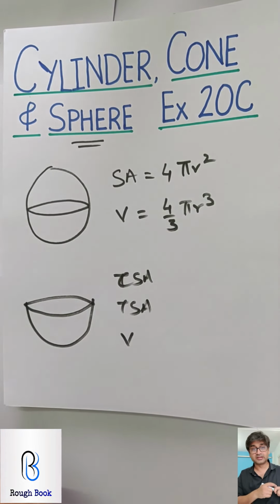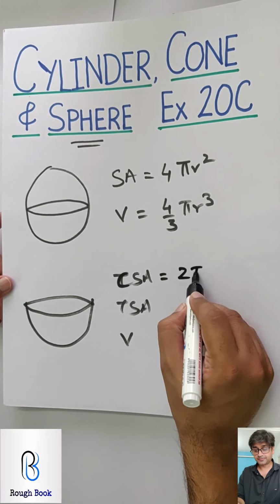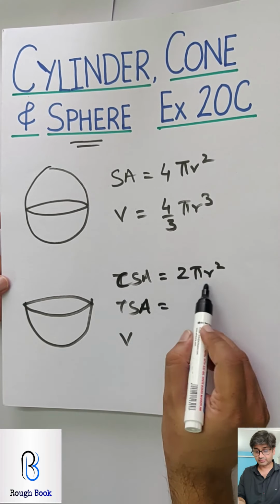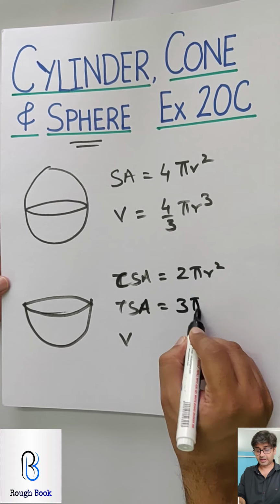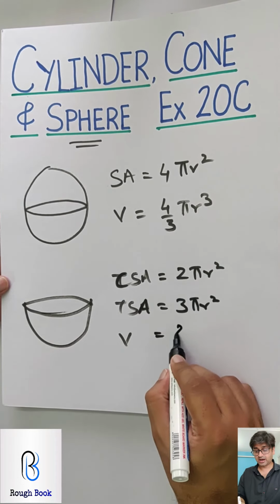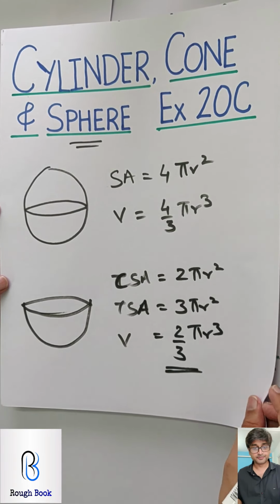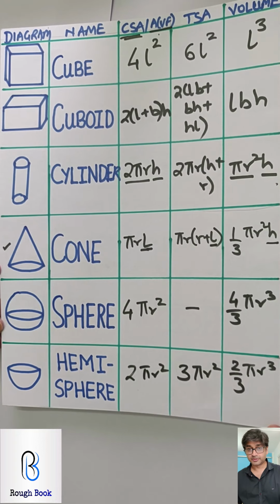Why? Because there is a base available here. So in this case, the curved surface area will be half of this, so 2 pi r square. Total surface area will be half of this, that is this curved part, plus this circle. So total 3 pi r square. Whereas volume will be half of this, 2 upon 3 pi r cube. Very, very important. So before we get into the exercise, that's the table which we did in the previous video.